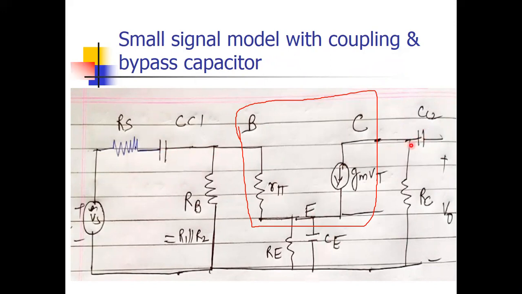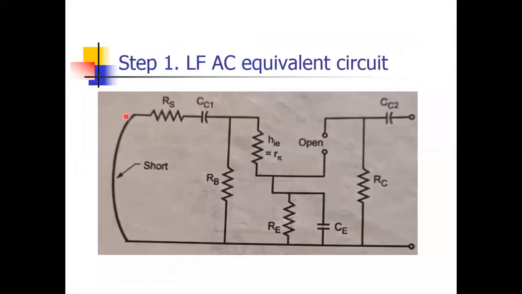We cannot short circuit. This is the difference between the mid frequency circuit and this low frequency. Okay, now what is the next tool? The next tool is we have to short circuit the voltage source and open circuit the current source. So we have shorted this voltage source and opened this current source. That is the next. Now we have to analyze the circuit for different capacitors, which means we have to find the frequency with respect to each and every capacitor.